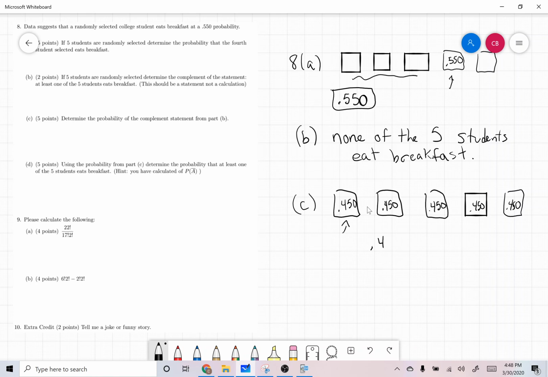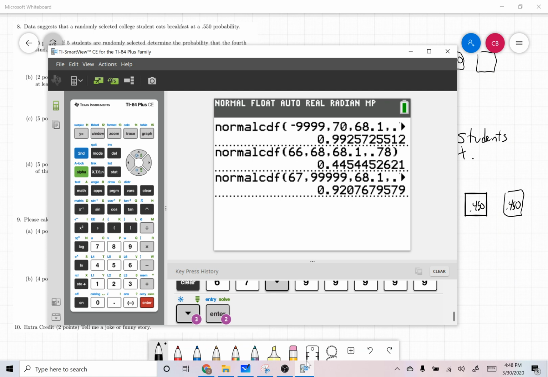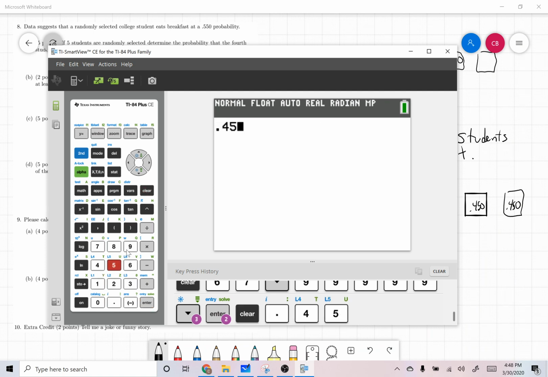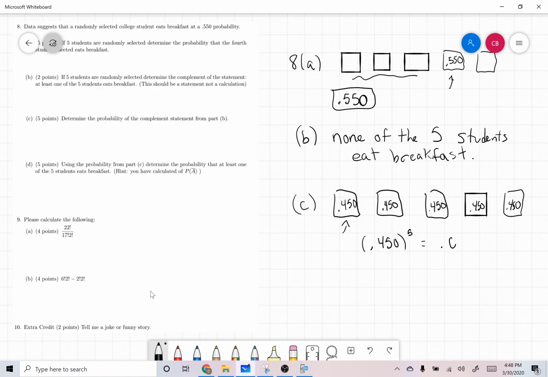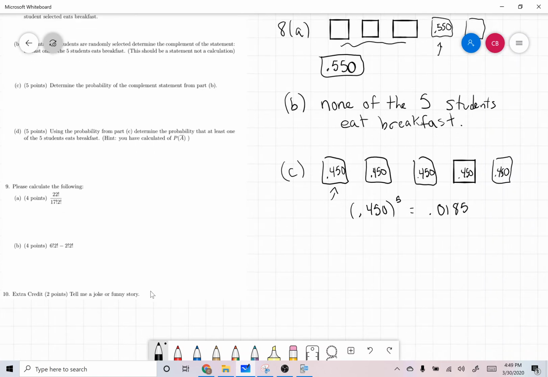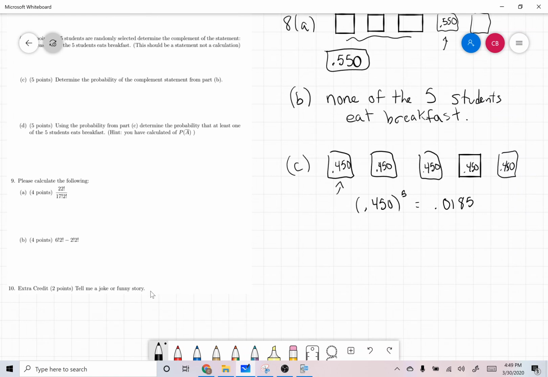So it's a 0.45 to the 5th power chance they don't eat breakfast, which is 0.0185. So there's a 1.85% chance that not one of the 5 students eats breakfast. And therefore, for part D, this would be your answer for this one, obviously.